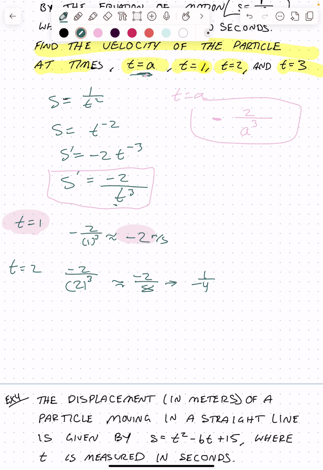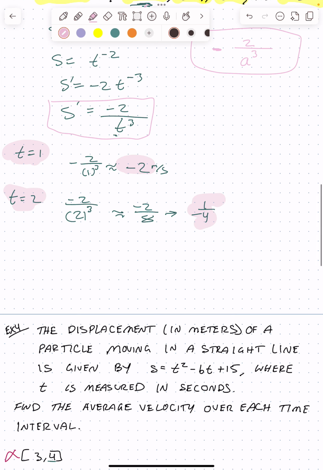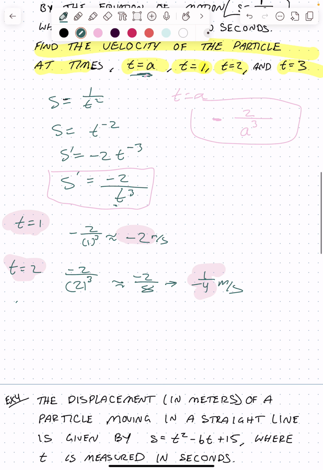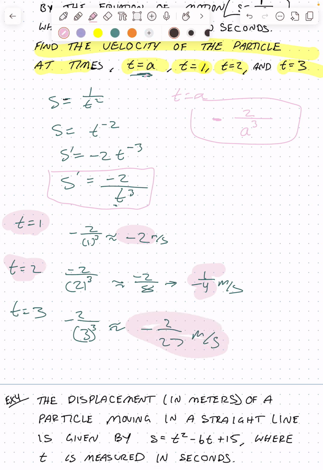Okay, for t equals 2, we are going to get negative 1 over 4. And again, I keep forgetting, meters per second. And then we have that last one, t equals 3. Again, just literally plugging it in. So boring. And we get negative 2 over 27 meters per second, but that cannot be simplified. So that is our final answer for that one.